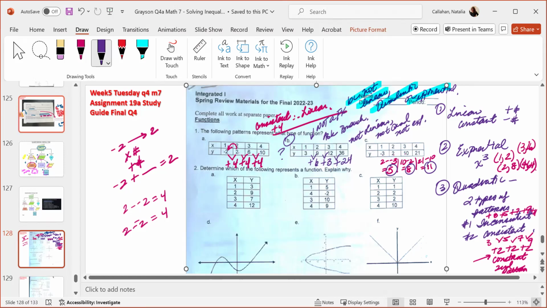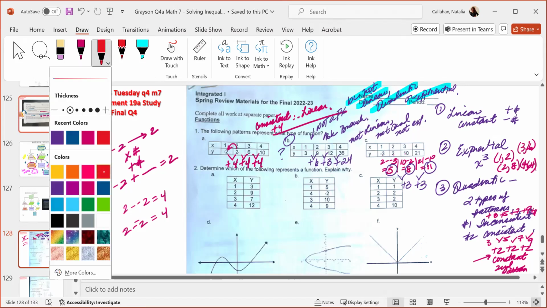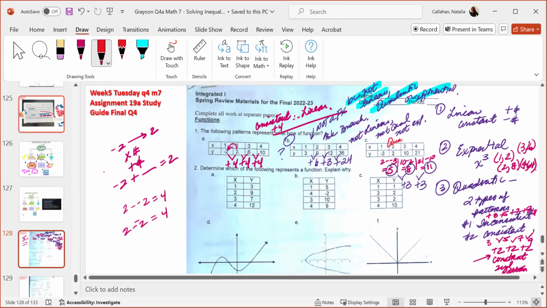Okay. The first pattern is inconsistent. Do you see that? Look at the second pattern. How are you getting from 5 to 8? Is this consistent? Is it linear, exponential, or quadratic? Linear. Linear is if you're adding or subtracting a number, and it's consistent. Which one has 2 different types of patterns? Quadratic. Explain why. Because? Explain why.